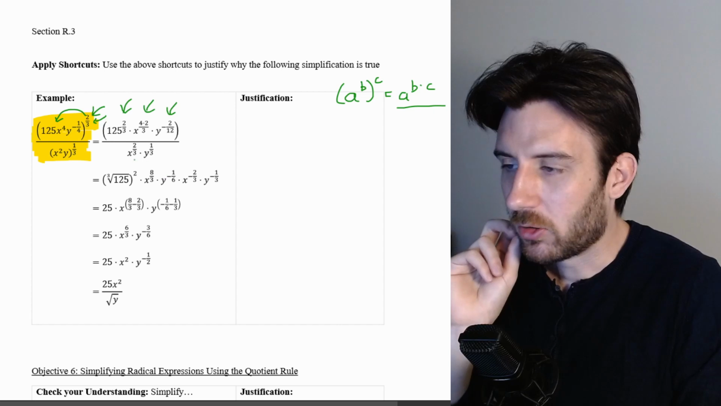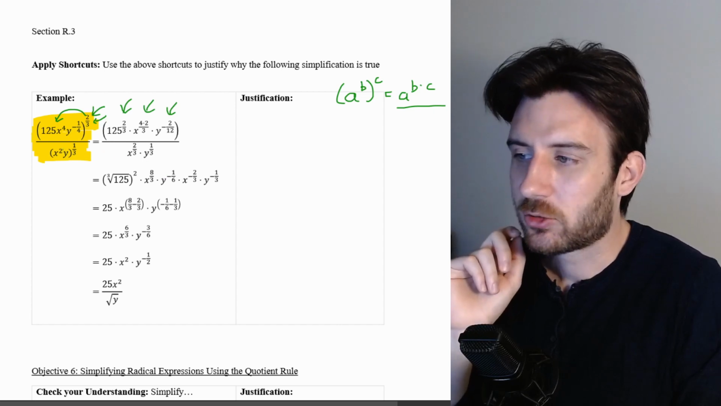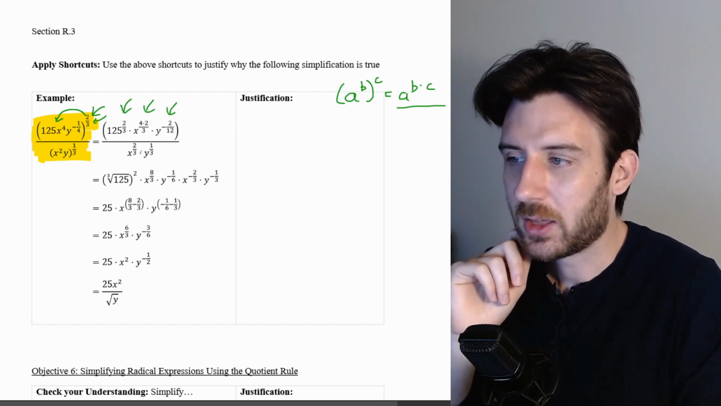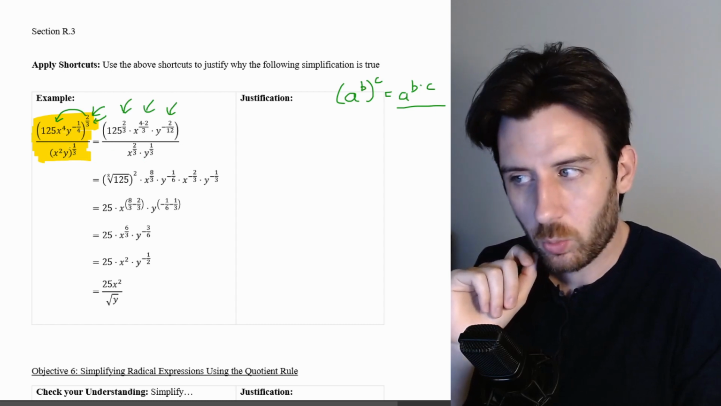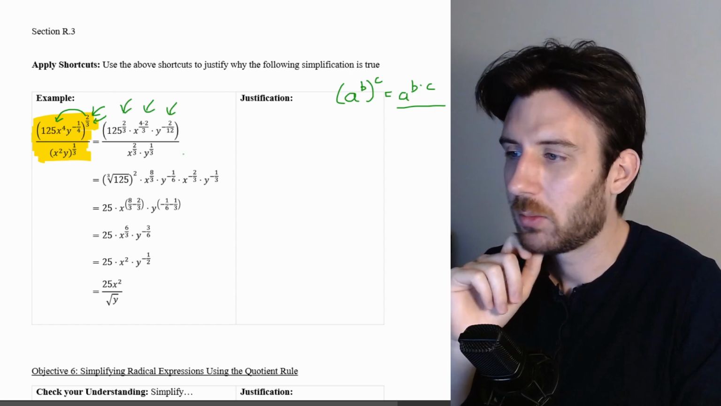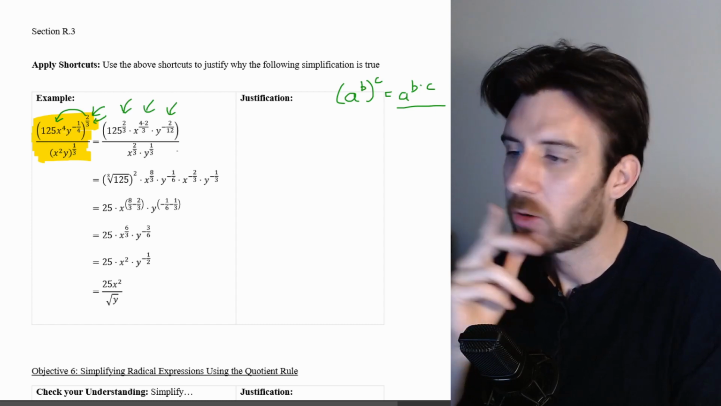The bottom is going to be so much easier, the denominator here. The denominator will be x squared times that 1/3, gets me x to the 2/3, and then y to the 1/3, because there was only one y there, so that would be 1 times 1/3. Okay, so I'm feeling okay with this one.